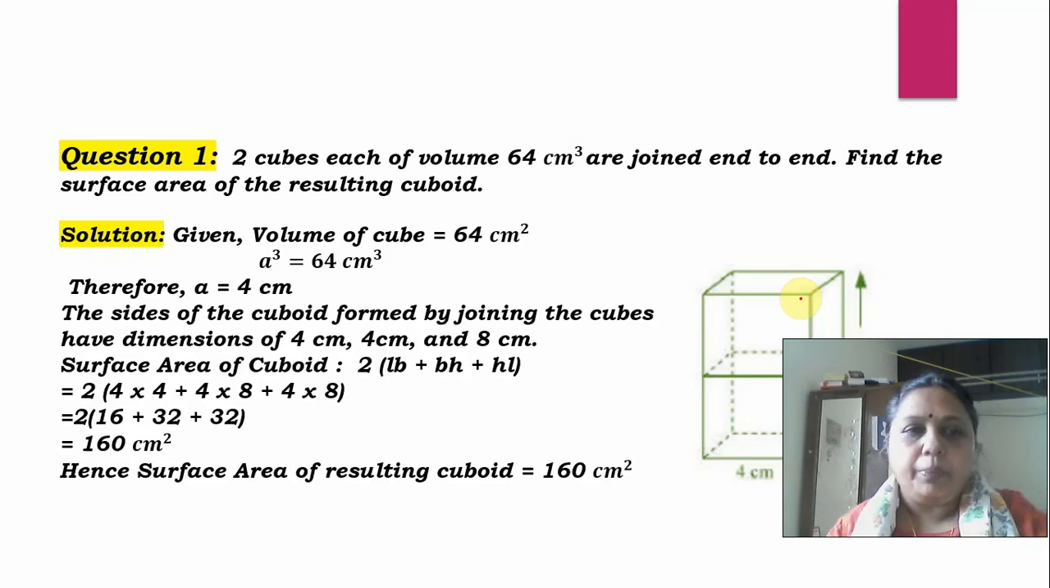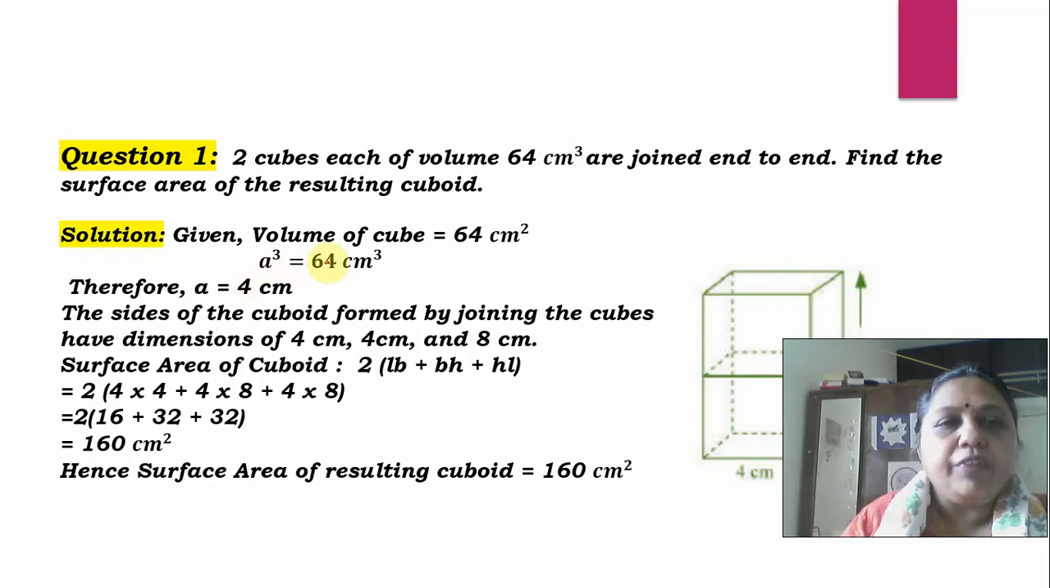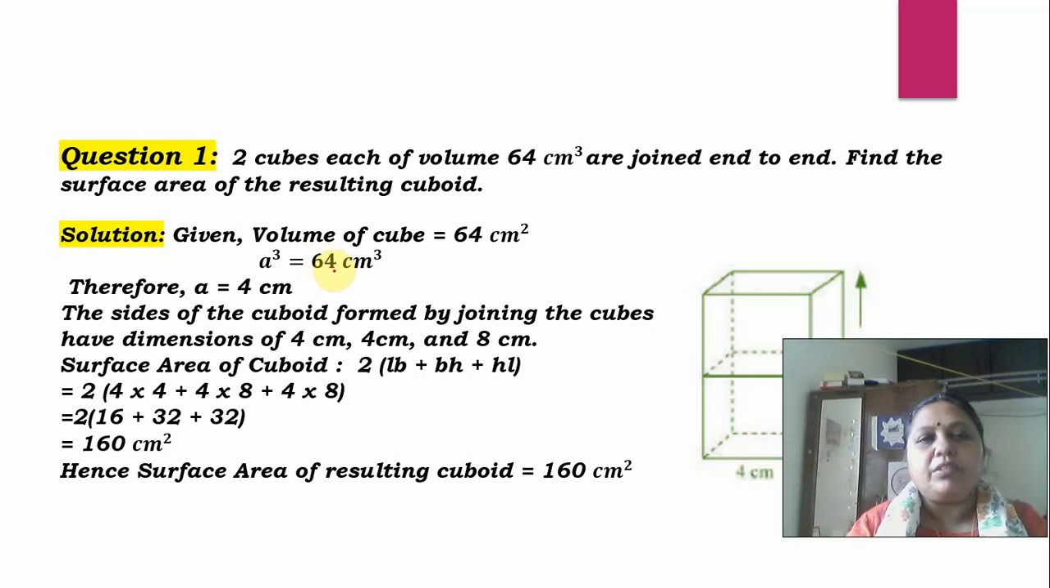Here, given volume of the cube is equal to 64 centimeter cubed. So a cubed is equal to 64, because the side of the cube is given by a, isn't it? So a cubed is equal to 64 centimeter cubed. Therefore, a is equal to 4 centimeter. If a cubed is 64, a will be equal to 4. You take the cube root of 64, it is 4.